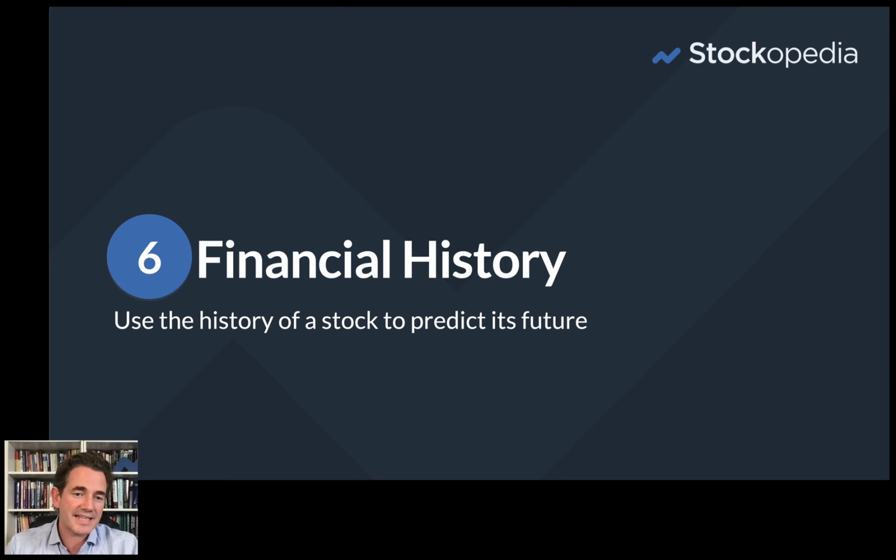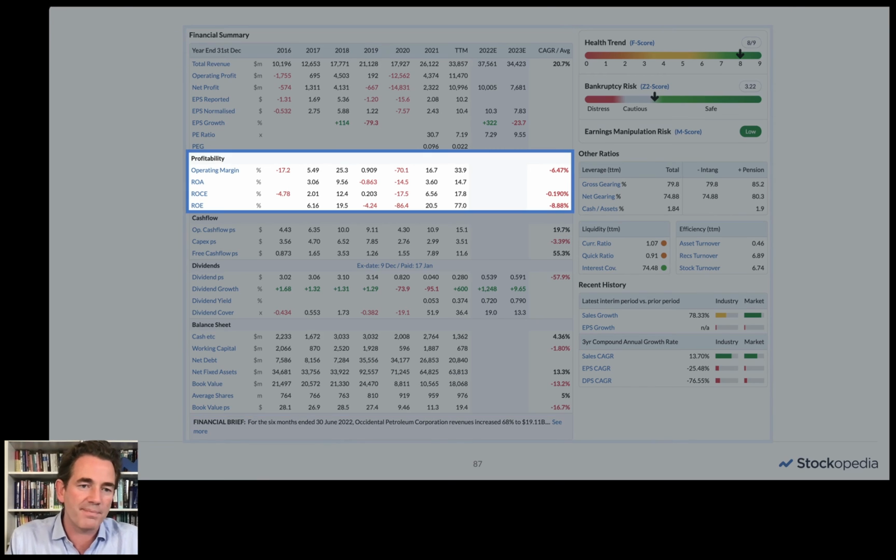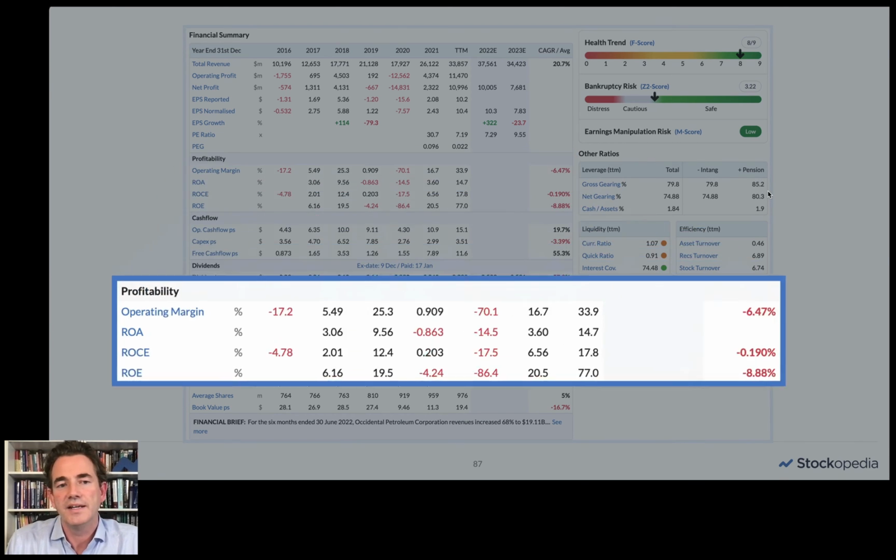Next up, number 6, the financial history. I'm going to go into this a little bit because this is something that most people don't go into. And most people don't go into any of this stuff. So this is why it's so important. Now, this financial summary, yes, at the top, you're going to get the scan: the revenue, the profits, the EPS, the PE ratio, the PEG, and so on. But I want to zoom in on some narrower parts of this and just highlight a few things that a lot of people don't look at.